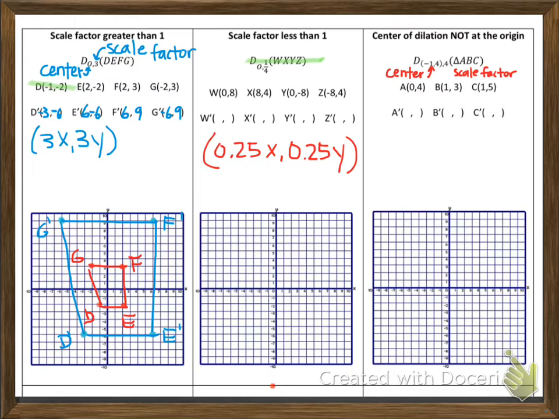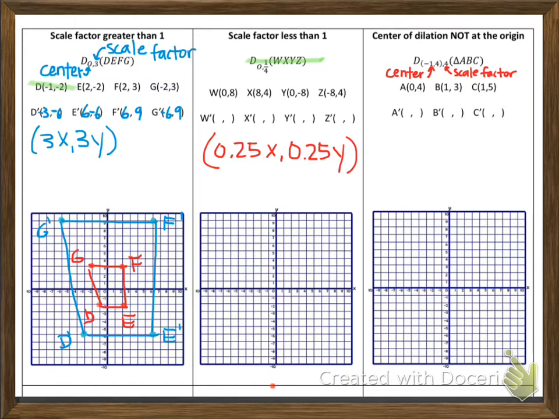Okay, and then finally, an example when the center of dilation is not at the origin. So if we break down our notation, we notice we don't have O listed first anymore. We have -1, 4. So that's going to be our center, and we're not going to be able to just multiply our ordered pairs by the scale factor. We're going to need an actual grid. In the last ones, we could have done the dilation without even plotting it on the graph. But for this one, you actually need to plot it on the graph.